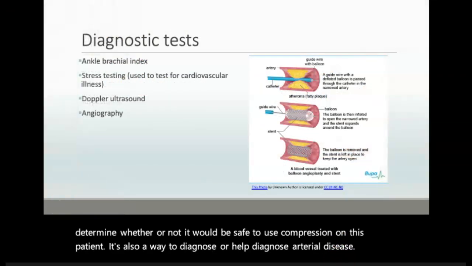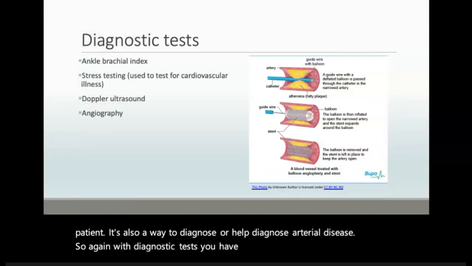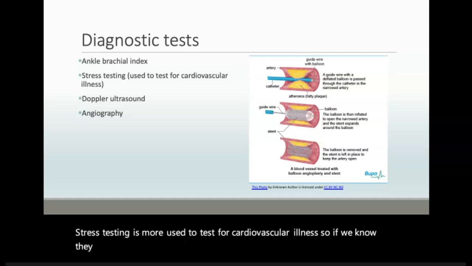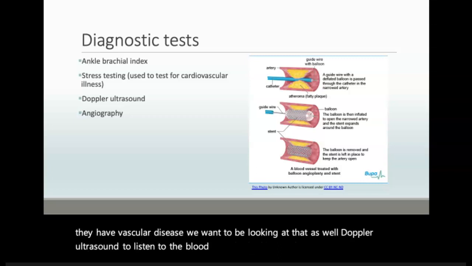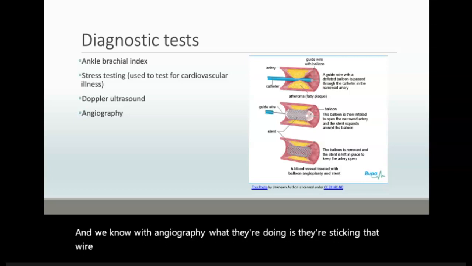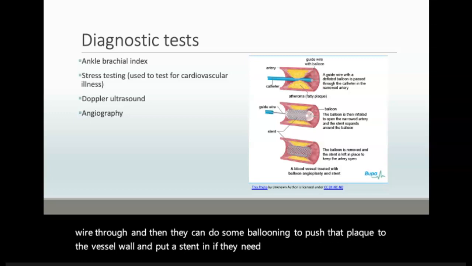So again, with diagnostic tests, you have the ankle brachial index. Stress testing is more used to test for cardiovascular illness. So if we know they have vascular disease, we want to be looking at that as well. Doppler ultrasound to listen to the blood flow, and then angiography. And we know with angiography, what they're doing is they're sticking that wire through, and then they can do some ballooning to push that plaque to the vessel wall and put a stent in if they need to open up that vessel so that blood can flow easier.